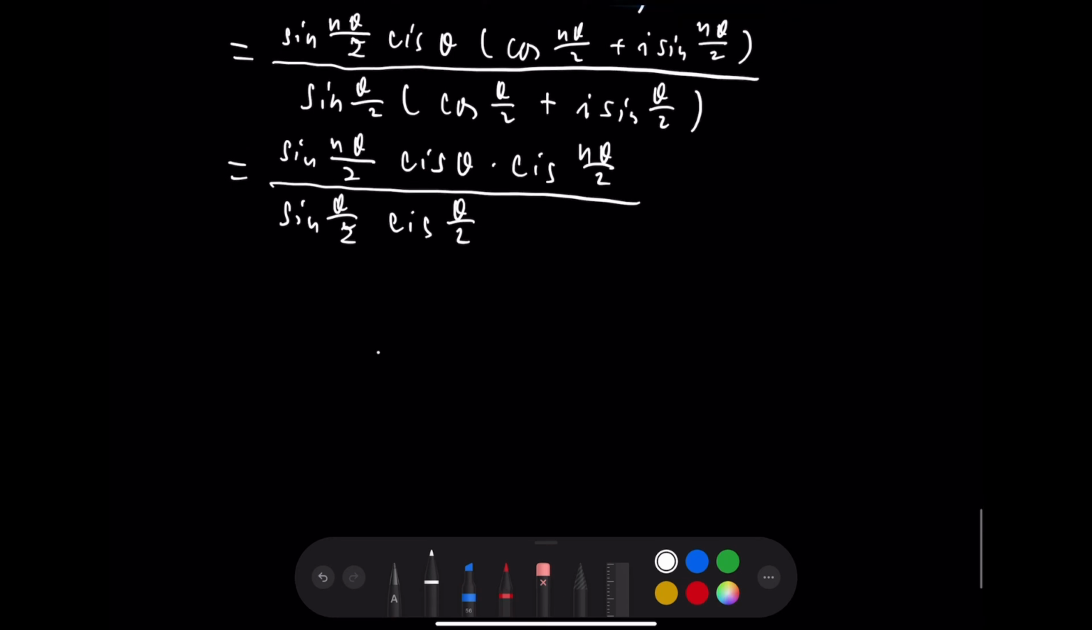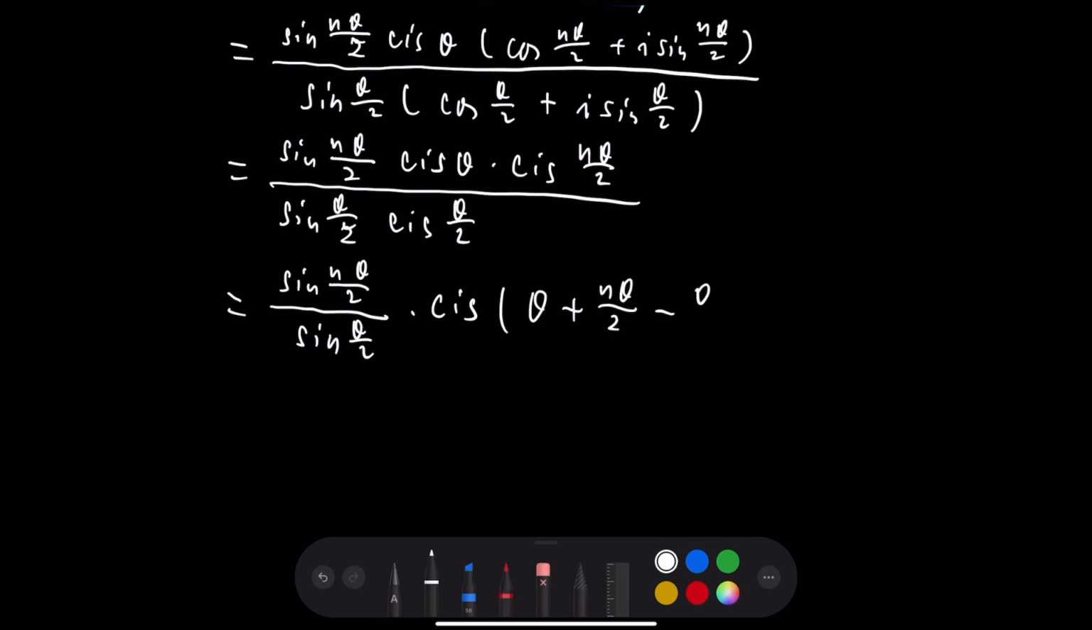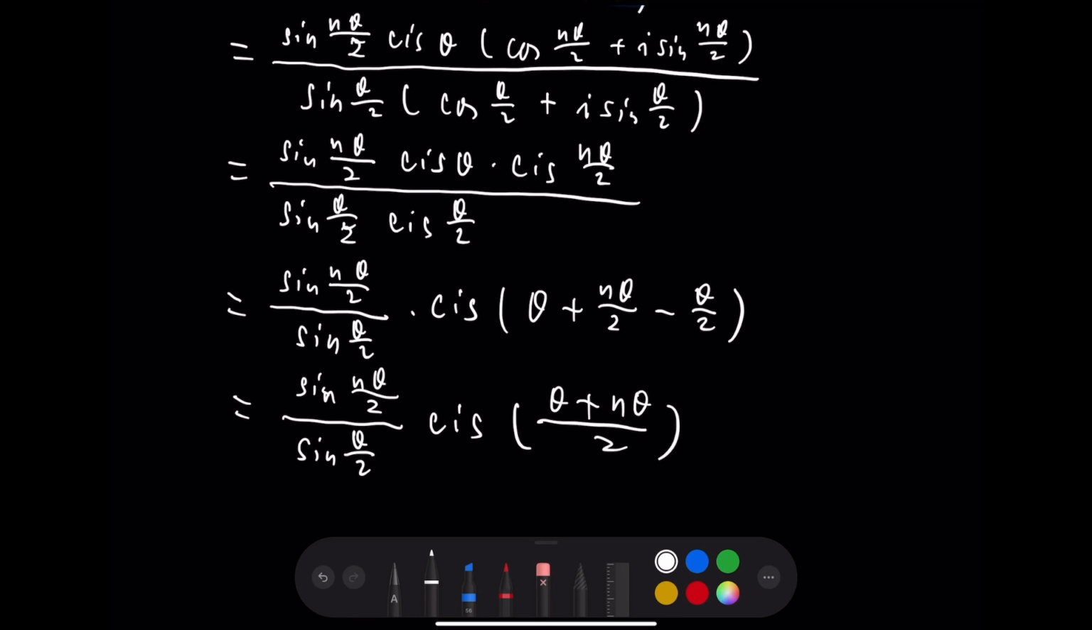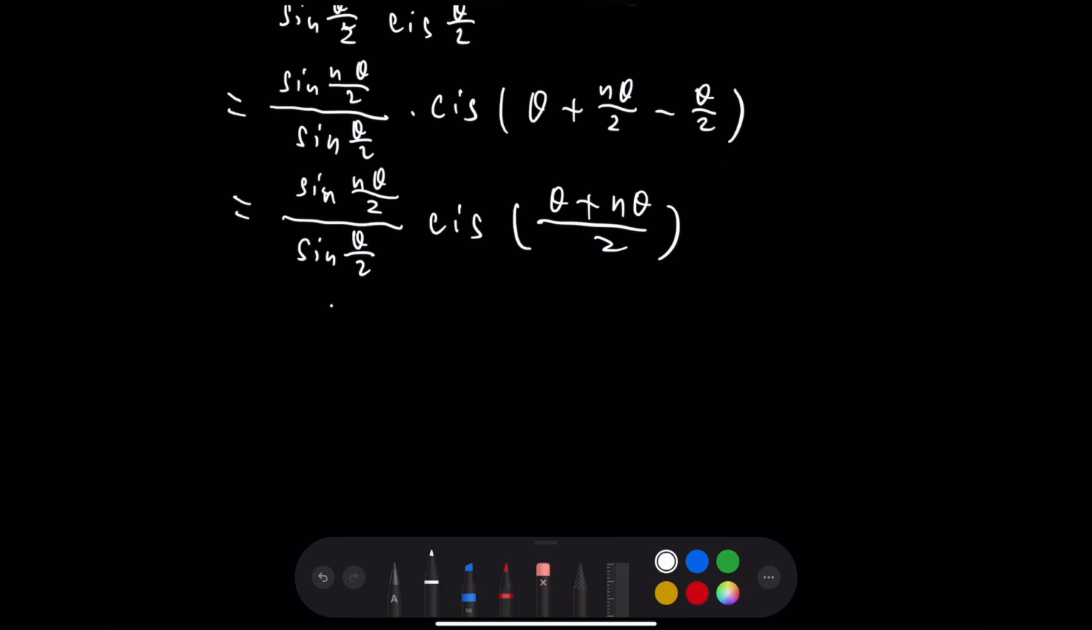Up to this stage, I have this number in the front, and I'm just going to keep that, this and this. Then I have all cis terms, some multiplied, some divided. We know that when we have cis form, when we multiply, we add the angles, and when we divide, we subtract the angles. So I can simplify my complex number parts. It becomes cis of theta plus n theta all over 2. So this is my right-hand side.